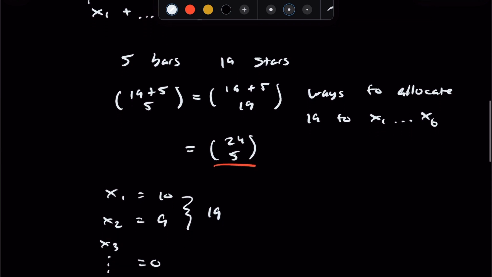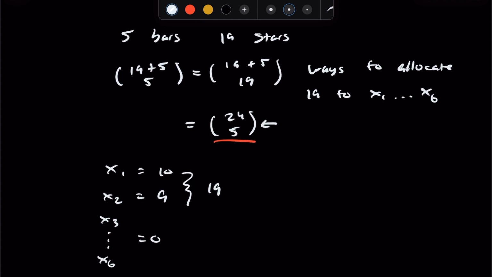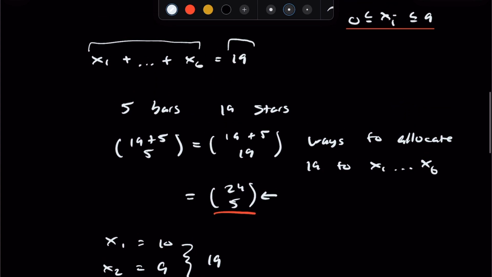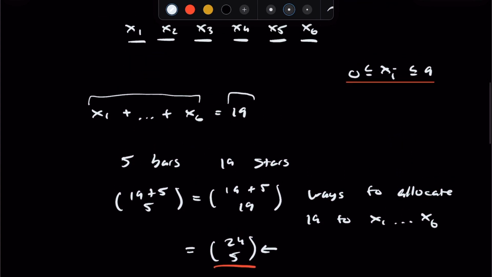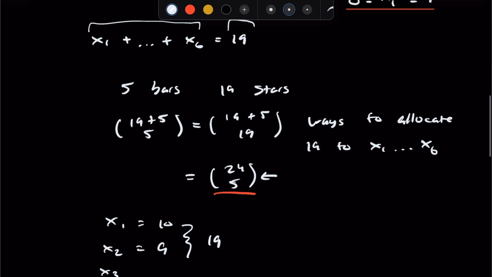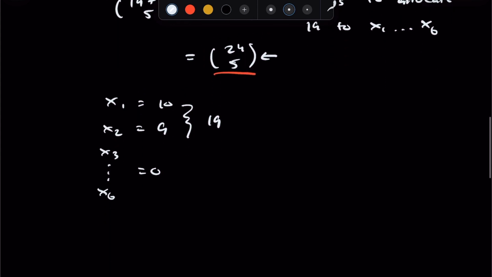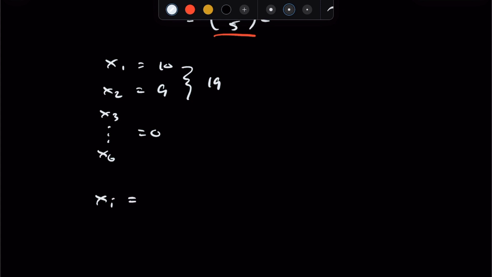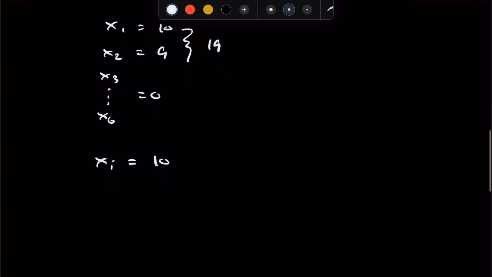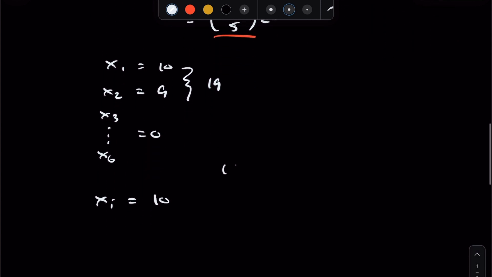So what we need to do is take our total sum right here, which we've calculated, 24 choose 5, and subtract out from it the invalid solutions, the solutions which have an xi greater than 9. So how do we do that? Well, we can do that by first allocating for a sample xi that it is equal to 10. You know, 10 is the first integer greater than 9. So we say xi is at least 10, and then we count the number of ways to distribute the remaining 9 elements, because 19 minus 10 is equal to 9, amongst the 6 bins.